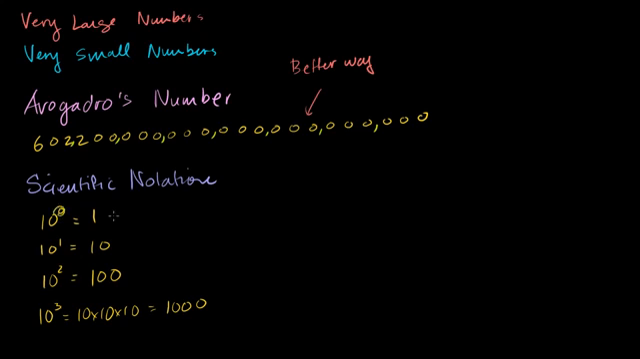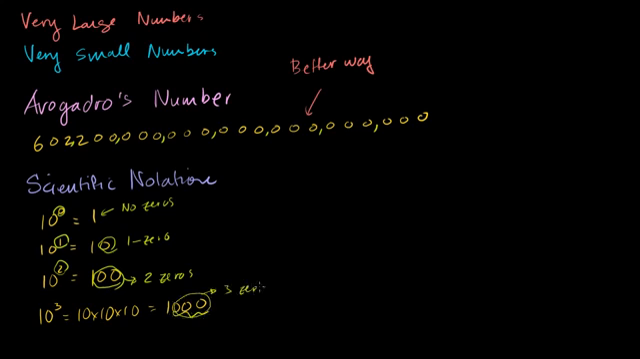10 to the 0 has no zeros in it, right? 10 to the 1 has 1 zero. 10 to the second power has 2 zeros. Finally, 10 to the third has 3 zeros. Don't want to beat a dead horse here, but I think you get the idea.